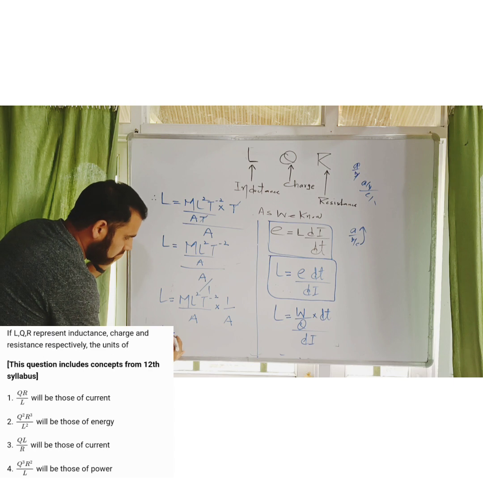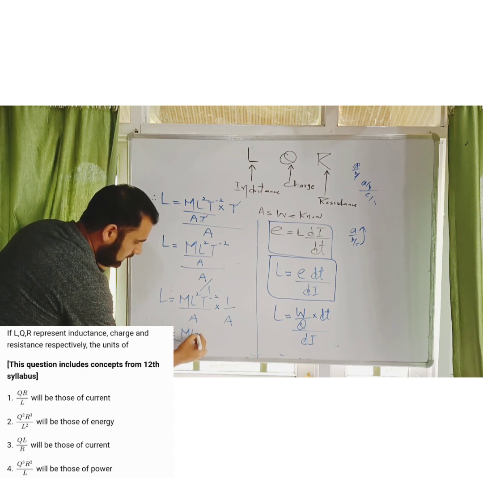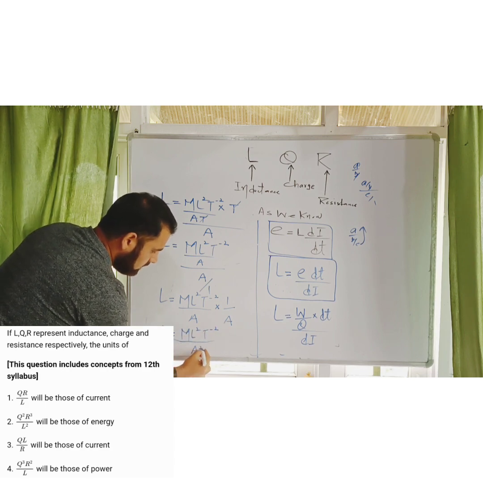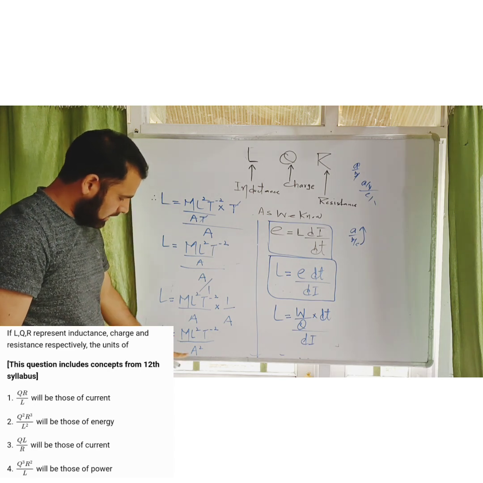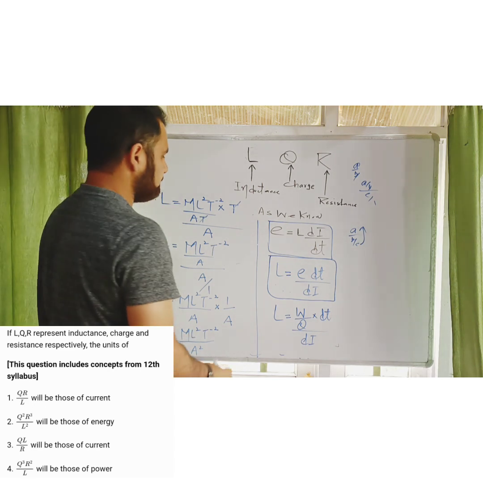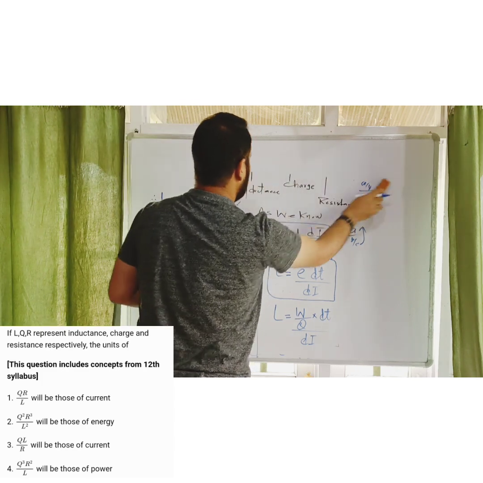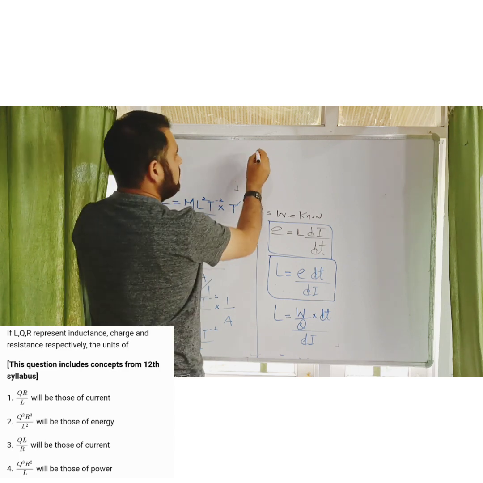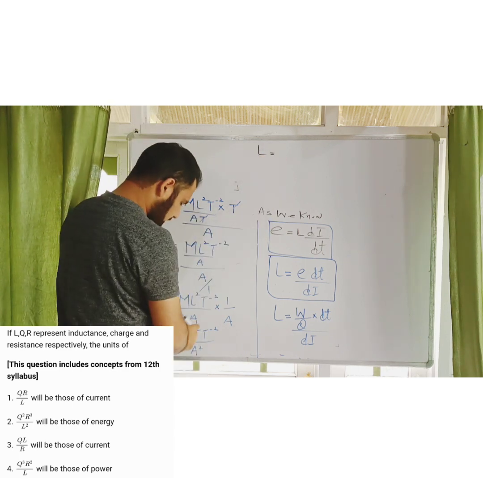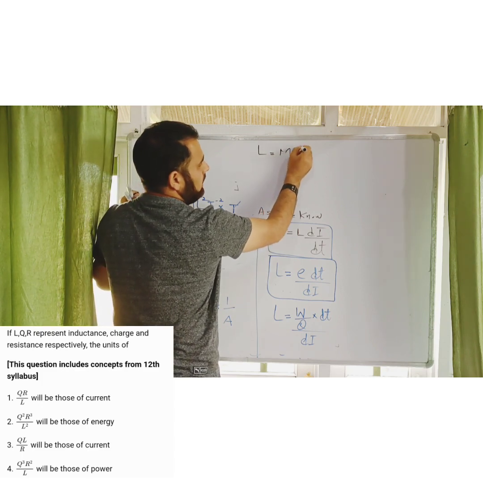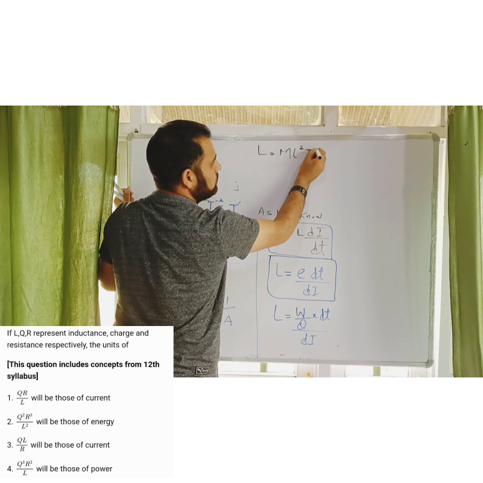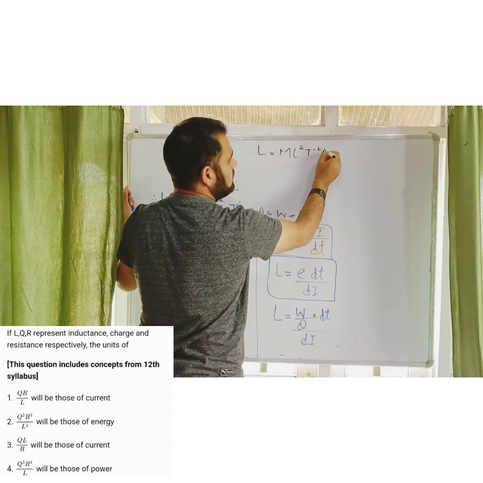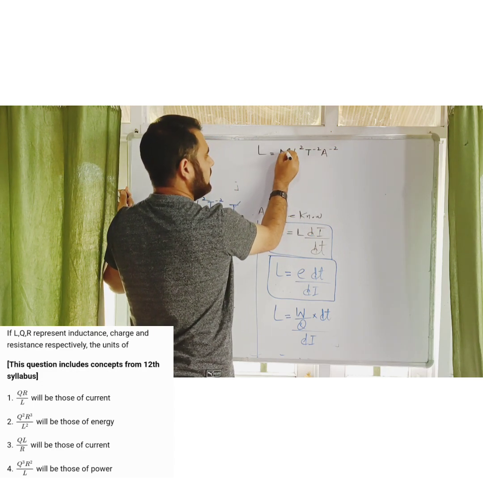Now the dimensional formula here comes out to be ML²T⁻². A into A, it is A². Now shifting this A² into the numerator, what we get, let me write it here. So the dimensional formula for inductance L is equal to ML²T⁻². Shifting this A² to the numerator, it is A⁻². So this is the dimensional formula of inductance.